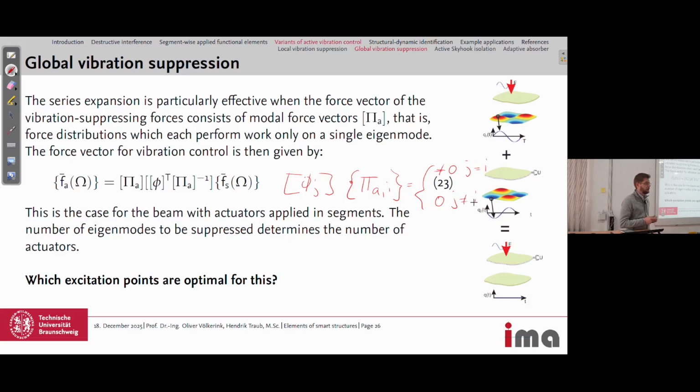It's called modal force vector. It's a force distribution, and it's specified as the force distribution which only performs work on one single eigenmode. Eigenmodes are already perfect. So we have again the assumptions of our modal transformation. So we look at the modal description of the vibrations again.